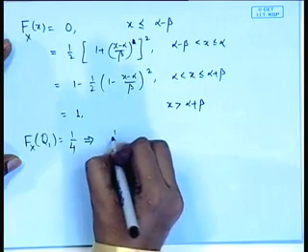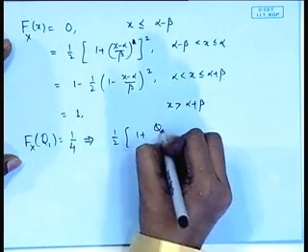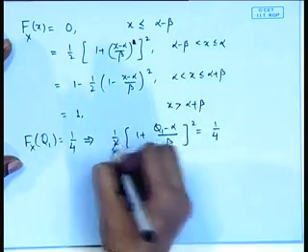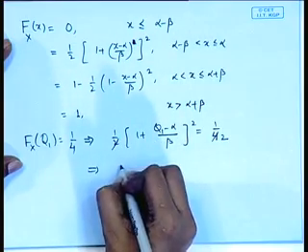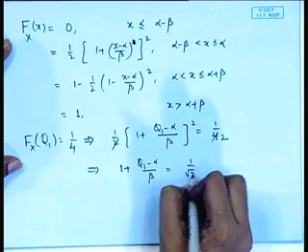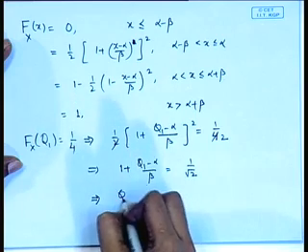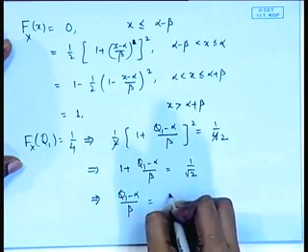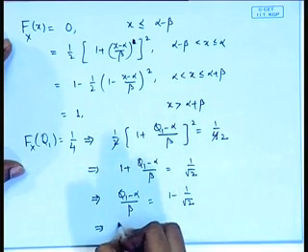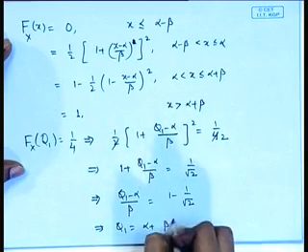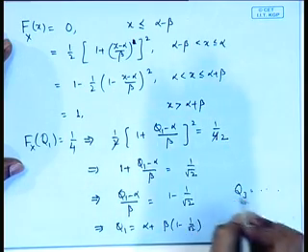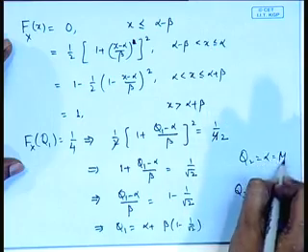So, this means that half (1 plus (q1 minus alpha)/beta) whole square is equal to 1 by 4. So, we can do the simplification here. 1 plus (q1 minus alpha)/beta is equal to 1 by root 2. That means (q1 minus alpha)/beta is equal to 1 by root 2 minus 1. So, q1 becomes alpha plus beta into (1 by root 2 minus 1). In a similar way, we can calculate q3 also. q2 is of course alpha, that is the median of this distribution.